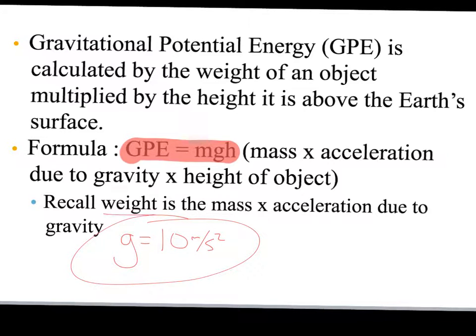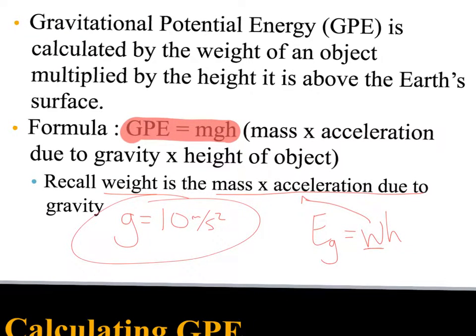Now sometimes you'll see this where the potential energy equals the weight times the height, because remember, the weight is the force of gravity. So it talks about it here. Weight is the force of gravity, which is mass times acceleration due to gravity. So the mass times 10 times the height. Basically, this is our formula. If you know the mass and you know the height, you know g is always 10, you can easily solve for it.